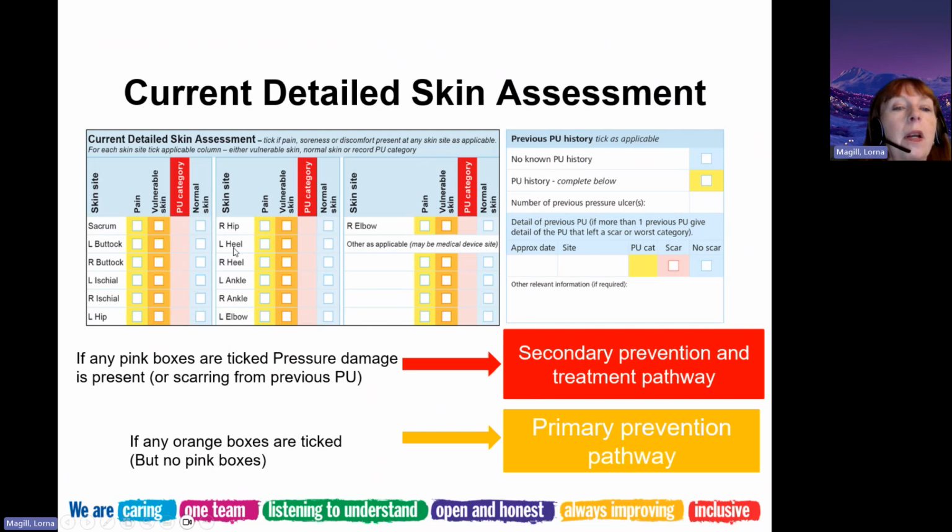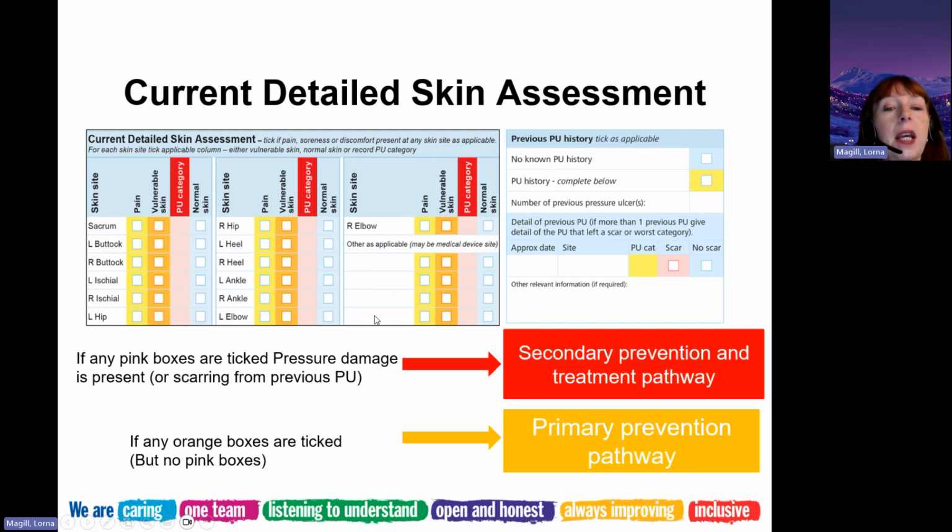Also to mention about below knee or above knee amputations. On the paper version, it's quite easy to draw a line through the left heel and left ankle, for example. However, when we are using this on ENA, each of these fields are mandated and we must tick a box. So the only logical workaround for that is if the patient has had a left below knee amputation, we tick the blue box for normal skin for the left heel and left ankle, alluding to the fact that those areas are not impacting on that individual patient's pressure ulcer risk. It'll obviously be documented elsewhere that the amputation has occurred.